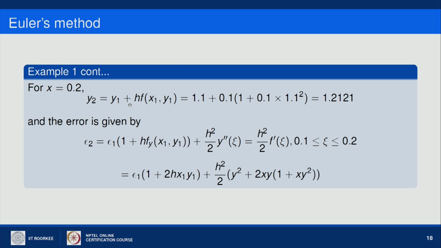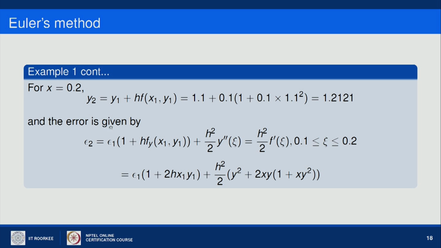Now, I will calculate y at x equals 0.2, that is my y2. So, y2 is y1 plus h times f of x1 y1, that is 1.1 plus 0.1 into 1 plus 0.1 into 1.1 whole square. Please note that for calculating y2, I am taking the values from the previous step. So, my x1 is now 0.1 and y1 is 1.1, which we have calculated from x0 y0. After simplifying this, I am getting this value as 1.2121. So, my y at x equals 0.2 is 1.2121.